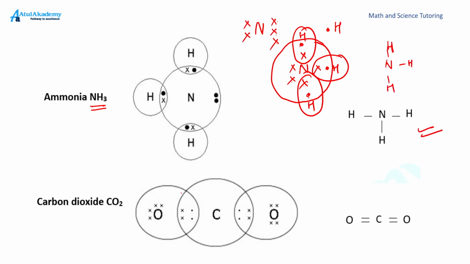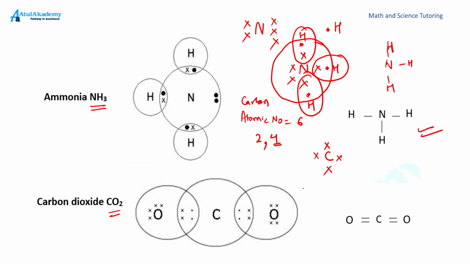Let's talk about carbon dioxide. Carbon dioxide, carbon we know it has atomic number 6. So its configuration will be 2, 4. So it has 4 electrons in the outermost shell. So let us do it. So 1, 2, 3, 4.